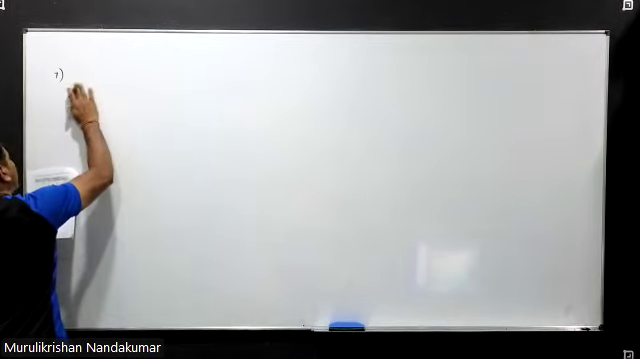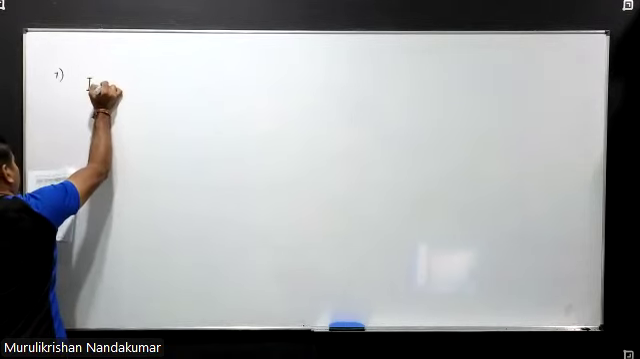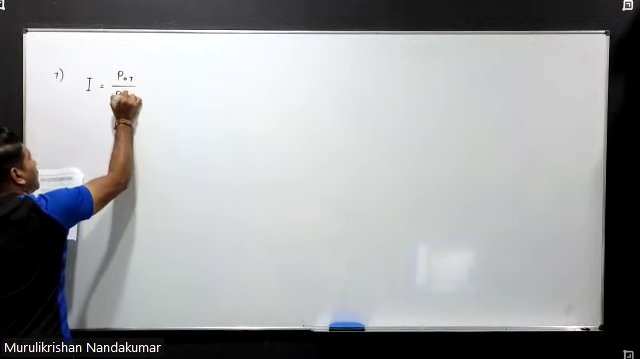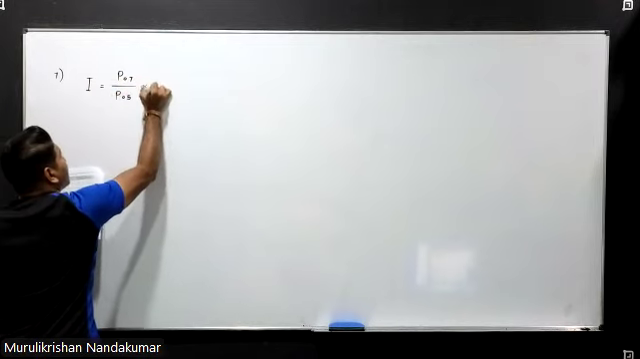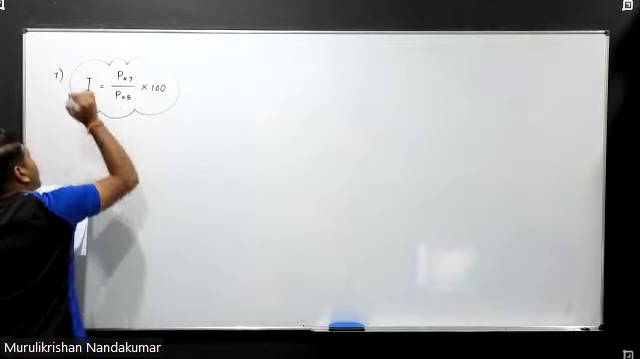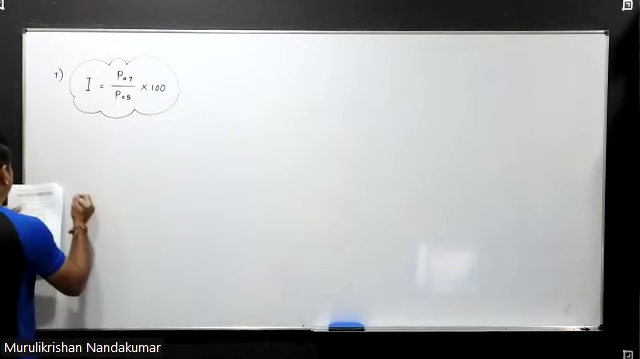So I write the formula first, easy for you to understand. So the index for the price of 7 over 5 times 100. So you're going to use this formula for this question. So you can always write the formula so that you can follow the entire same thing.